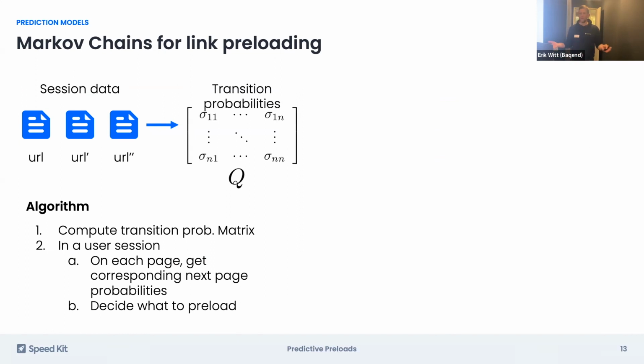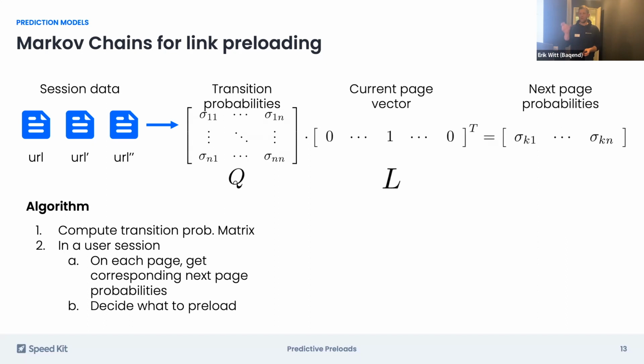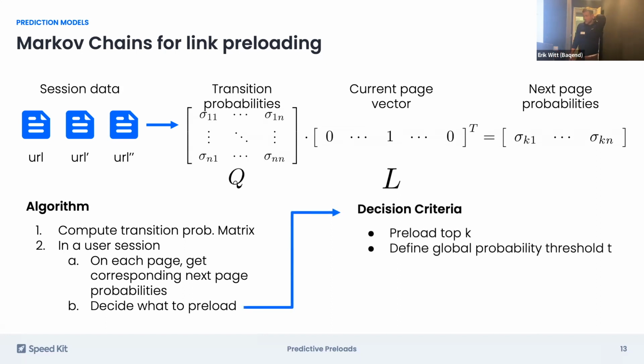And then the algorithm is actually super simple. So we just choose the row that corresponds to the current URL where we are currently on as a user. And then we get a vector with all the probabilities of where we probably will go next. And now we only have to decide on the decision criteria. How do we want to decide what to preload?